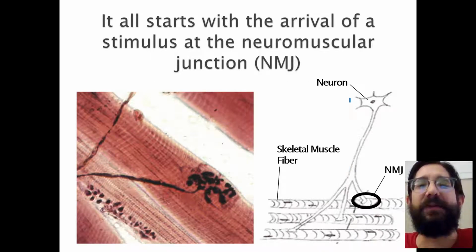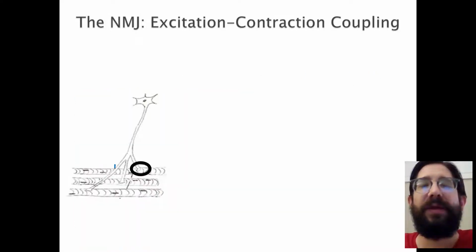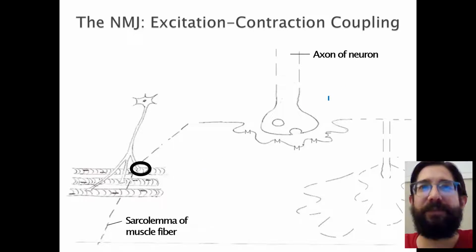This is taking place at the neuromuscular junction. That's where a neuron meets a muscle at a junction. So this is where the excited signal is going to somehow jump into the muscle tissue, zap it, and cause it to contract. So let's start by looking at this junction.